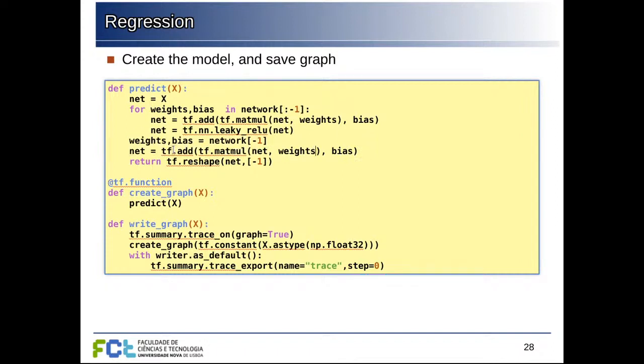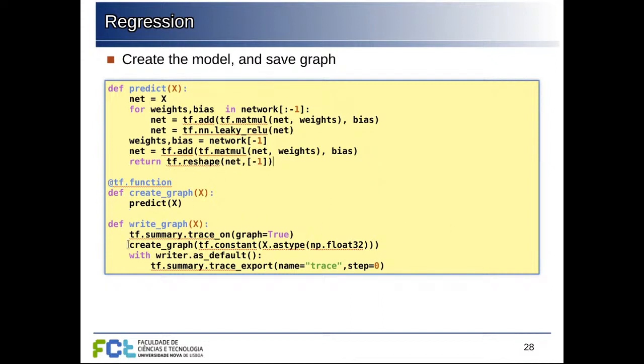We're going to just do the multiplication of the net of the previous layer and the weights of the last layer, add the bias, and then output just that value after reshaping it, just to have it in a vector. Because we do not want to apply the activation function, the leaky ReLU, to the last layer. In fact, in this case, since it's a regression, we do not apply any activation function to the last neuron.